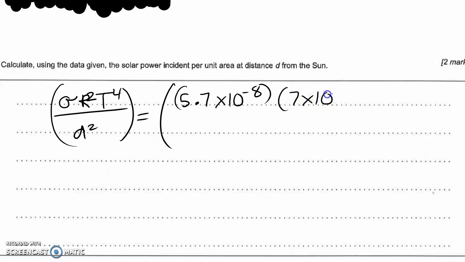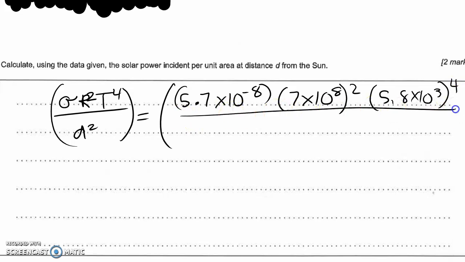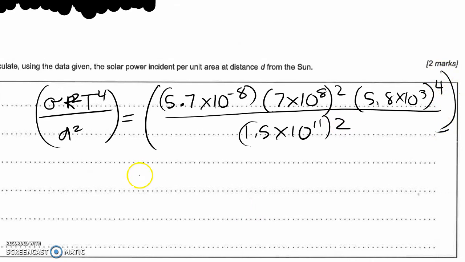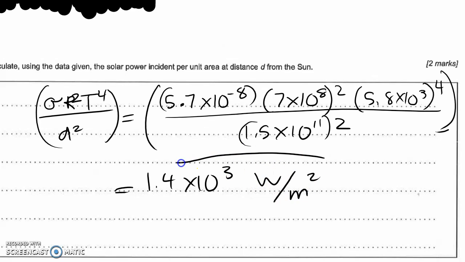So you're going to get 5.7 times 10 to the negative 8th times 7 times 10 to the 8th squared times 5.8 times 10 to the third to the fourth power over 1.5 times 10 to the 11th squared. That is going to give you your answer, which is going to be 1.4 times 10 to the third watts per meter squared.